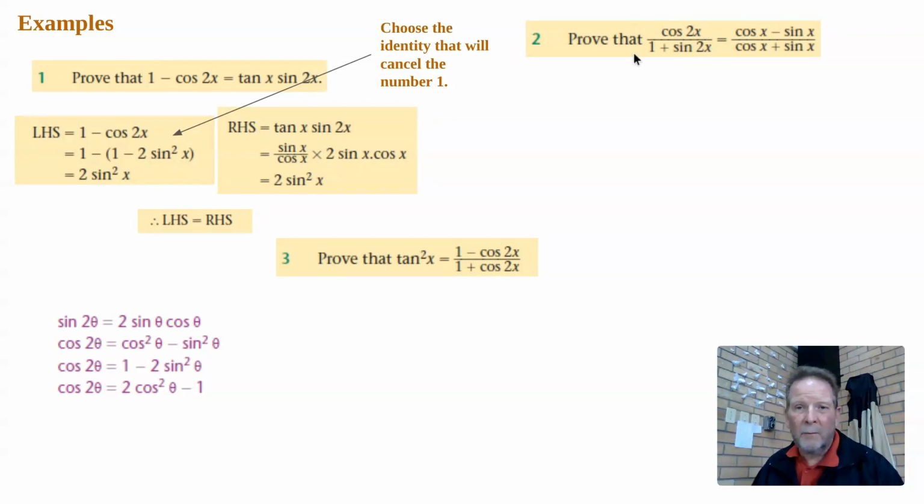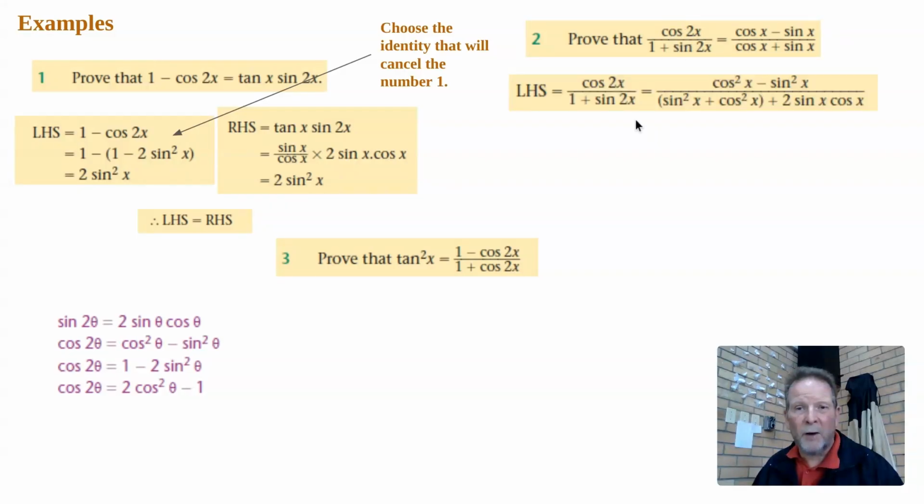Okay, we're going to see if we can prove that cos 2x over 1 plus sine 2x is cos x minus sine x over cos x plus sine x. Well, somehow, we're going to replace those two things. So this one, we start with the left-hand side. And what is cos 2x? It's cos squared minus sine squared. Why is that a good idea? Because we know that that's a difference of squares. Cos x plus sine x times cos x minus sine x. And that's why we do that.